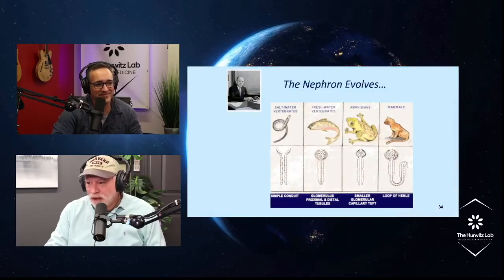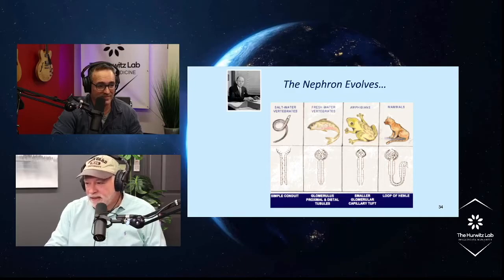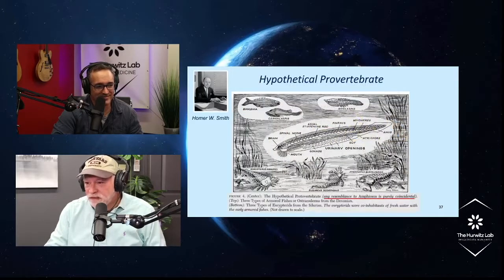So here's Homer Smith, actually. Speaking of Homer, he had a picture that shows how the nephron evolved from animals in salt water. Then when they went to fresh water, in salt water you might not have even needed a glomerulus, but in fresh water you did need a glomerulus. And then the amphibian who was going on land and sea needed a little bit longer tubule, and then mammals need a loop of Henle. Okay. So the nephron evolved.